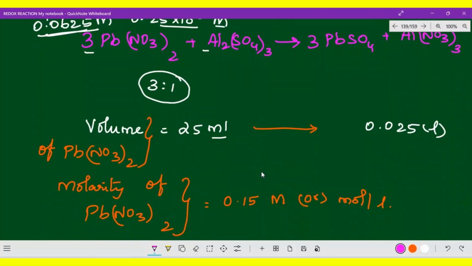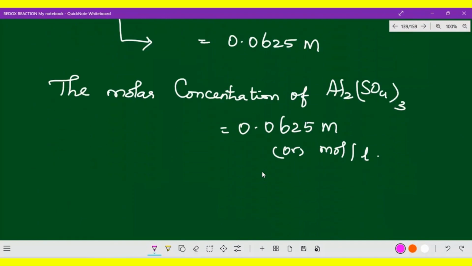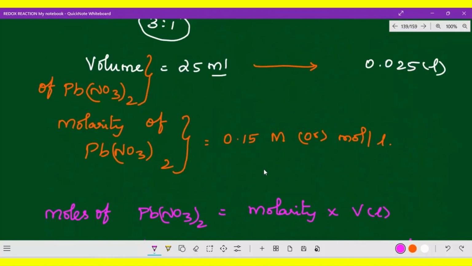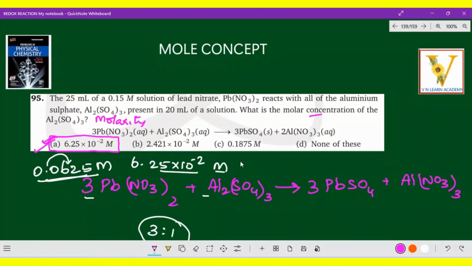I hope you got the clarity. How do we identify all these points? Yes, so this is the answer. We got it.